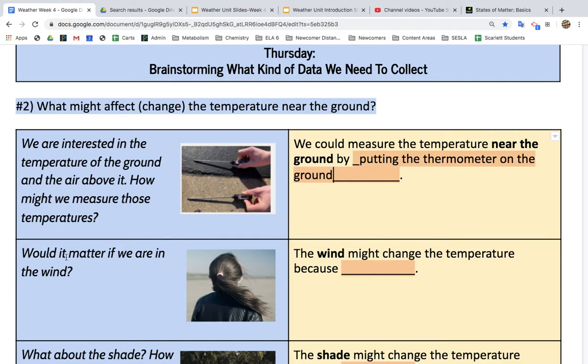Okay, next one. Would it matter if we were in the wind? So what do you think? How could the wind change the temperature? The wind might change the temperature because, do you think it would make the temperature warmer or colder? Write that here.